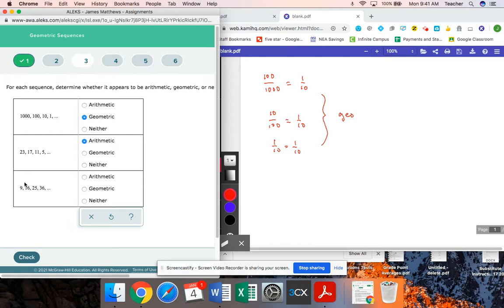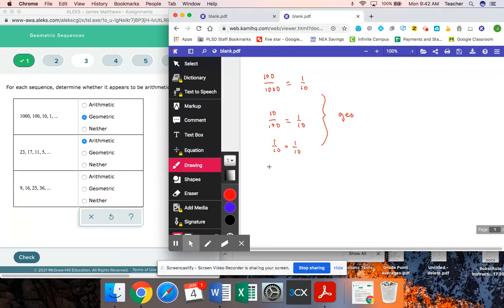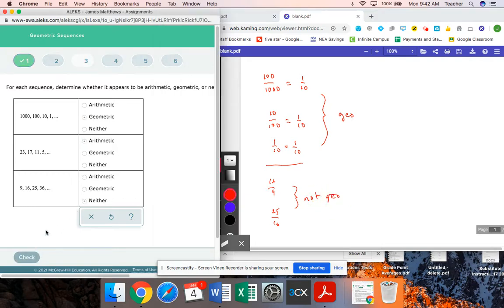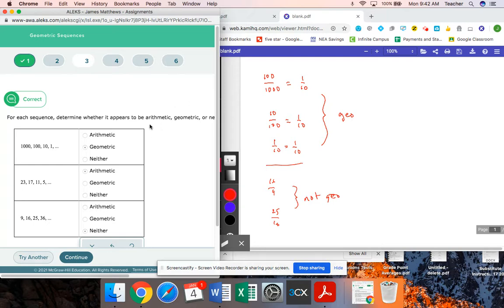And what about this one? If I add 7 here, I get 16. Add 7, I don't get 25. That's not good. What about 16 over 9? Let's try geometric. 16 over 9, and then 25 over 16. So we just make ratios. Those are not the same, so it's not geometric. So it's neither. All right, so that's the first one.